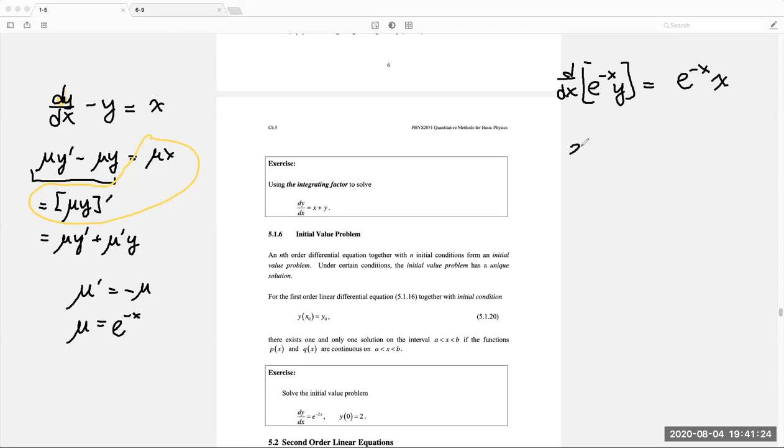And then you try to integrate on both sides. First of all, do you know how to integrate this one? By parts. Yeah. Then you try to finish it.